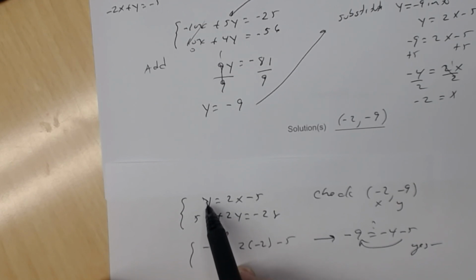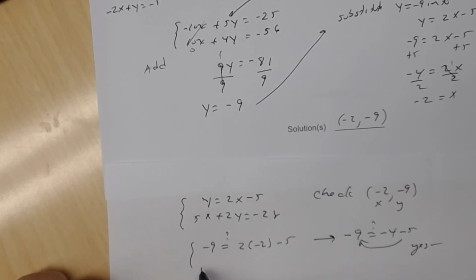But remember, it's got to satisfy both of those. So that's what you're saying. You're saying that's a solution that is common to both of those, and there's only one of them. So if you were to graph these, that would be the point of intersection. So those two graphs would intersect at that point.